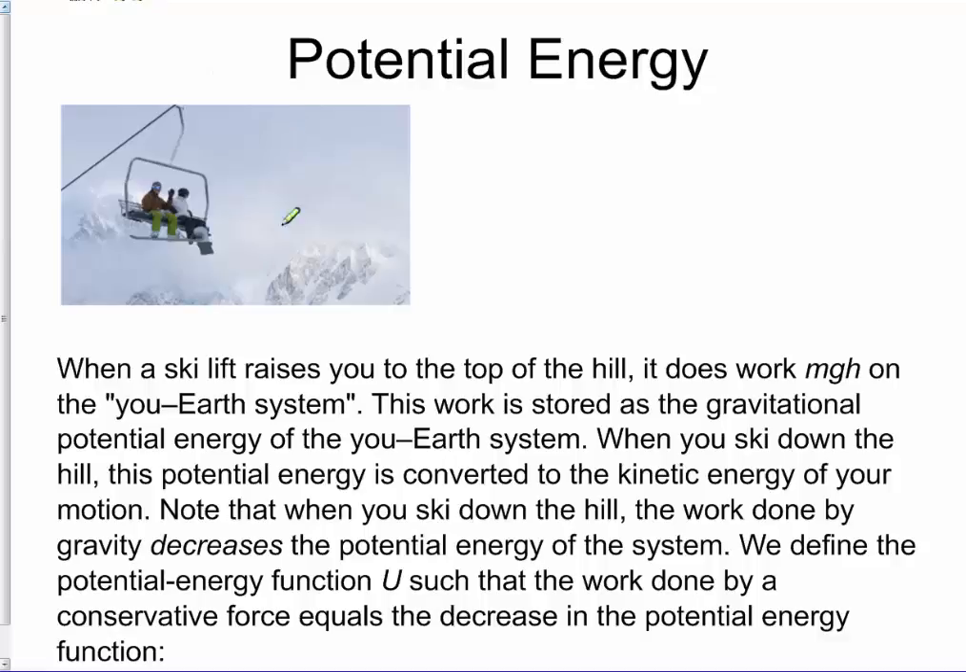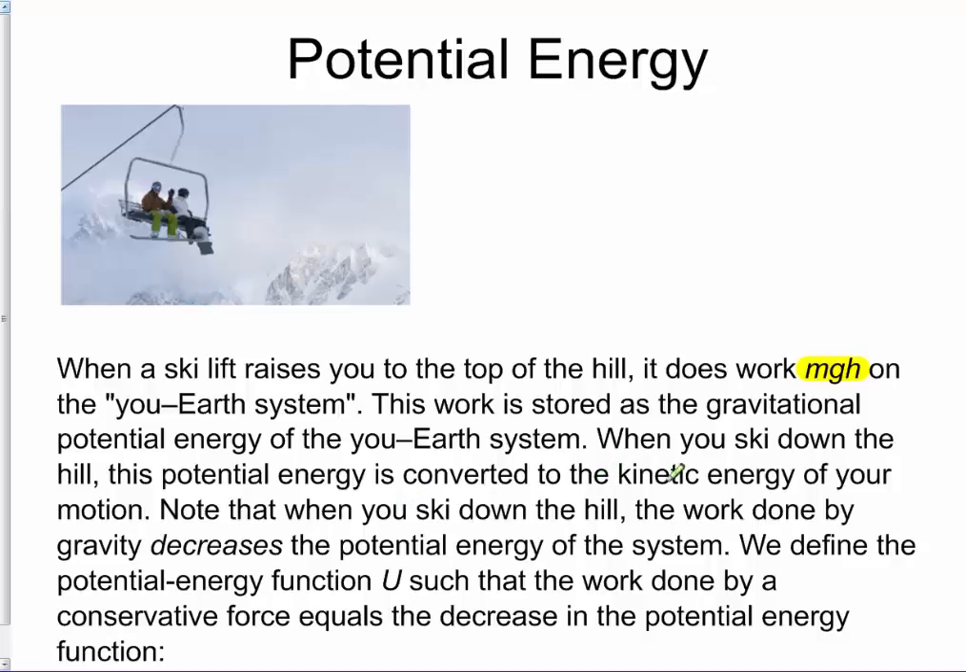Potential energy. When a ski lift raises you to the top of the hill, the ski lift itself is going to do work of mgh: the mass of the object times gravity times the height it is being raised, and that work is being done on you and the Earth system. This work is going to be stored as gravitational potential energy of the Earth system. When you ski down the hill, the potential energy is going to be converted back to kinetic energy, which means your velocity is going to increase as you go down that hill.